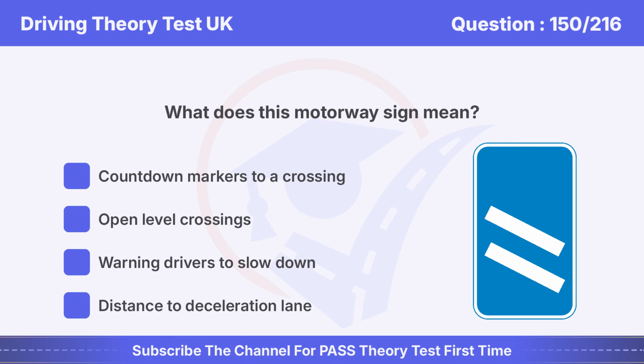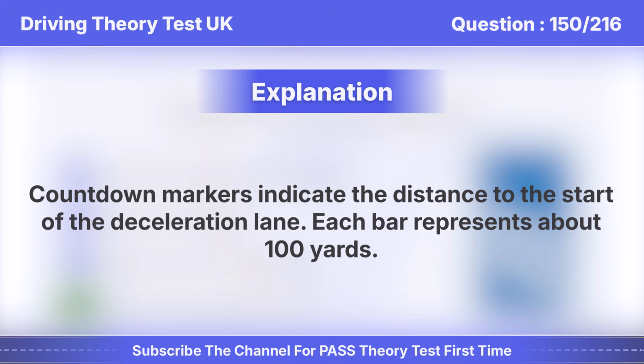Question 150. What does this motorway sign mean? Answer is D. Distance to deceleration lane. Countdown markers indicate the distance to the start of the deceleration lane. Each bar represents about 100 yards.